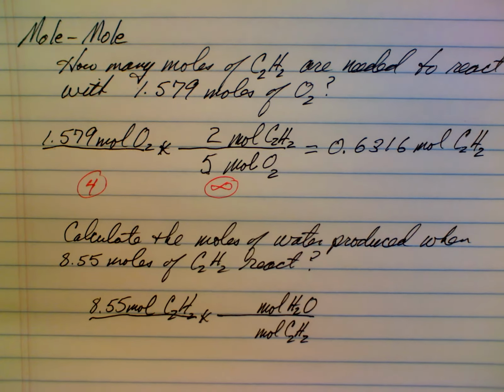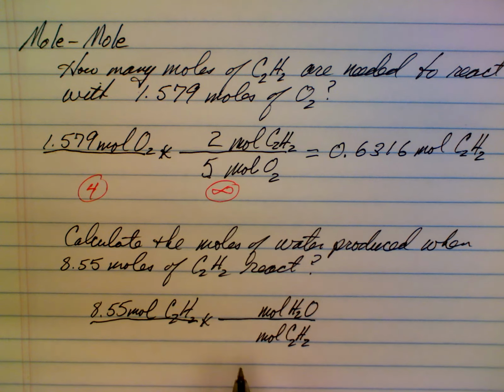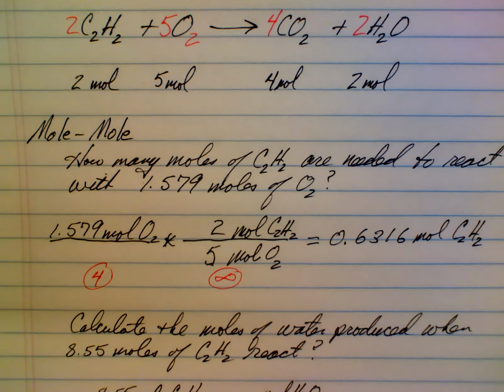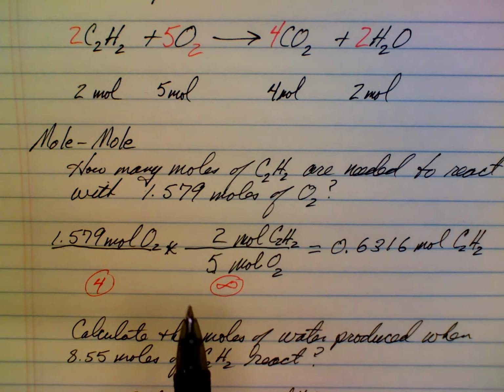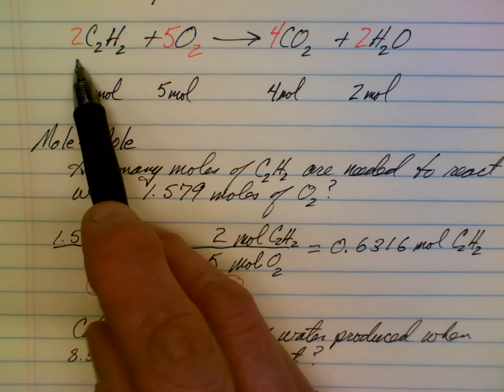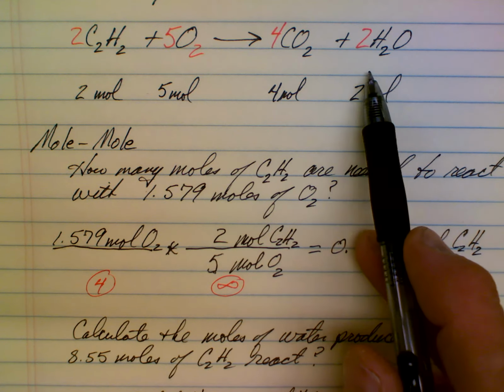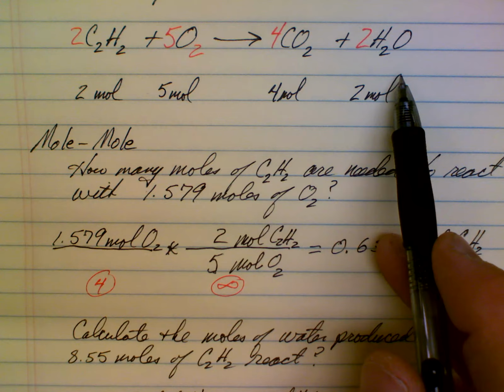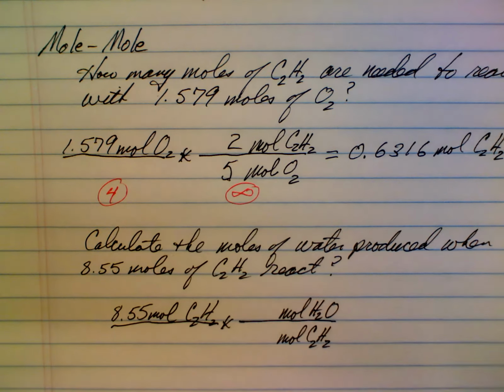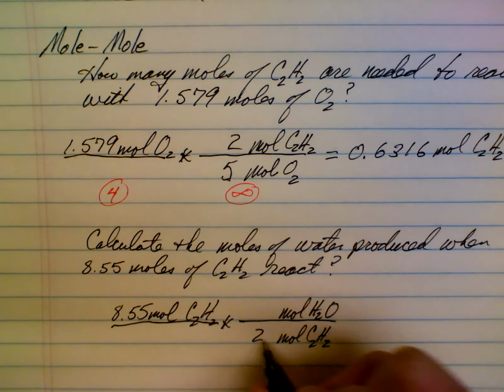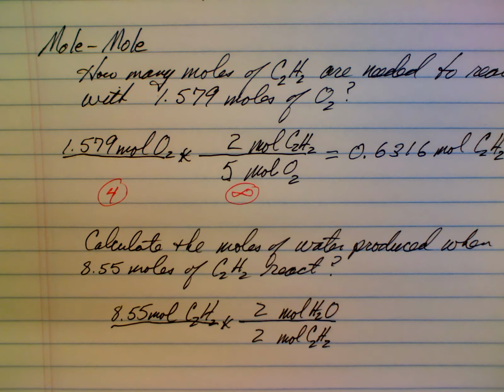And then I go back to my original chemical equation to determine the numbers that are going to go in front of those moles. We know that for every 2 moles of acetylene, it will produce 2 moles of water. So it's a 2 to 2, or in other words, a 1 to 1 relationship. Well, I'll just put in 2 so that you understand where it's coming from. So we have 2 moles of water to every 2 moles of acetylene.